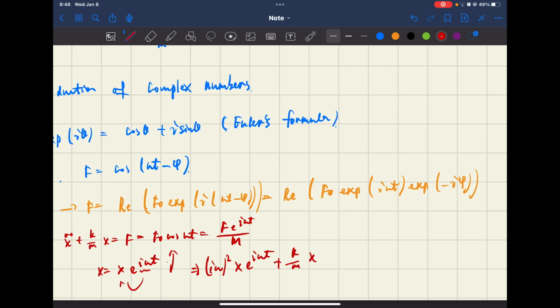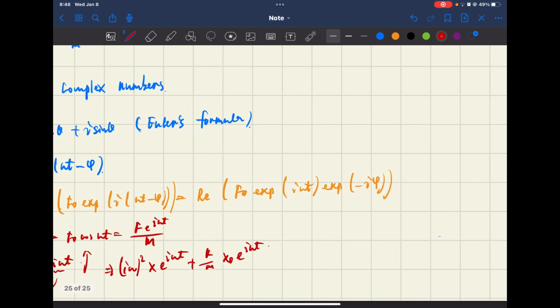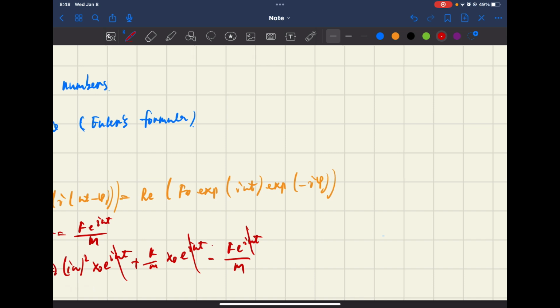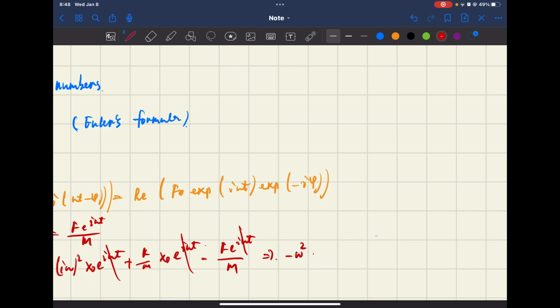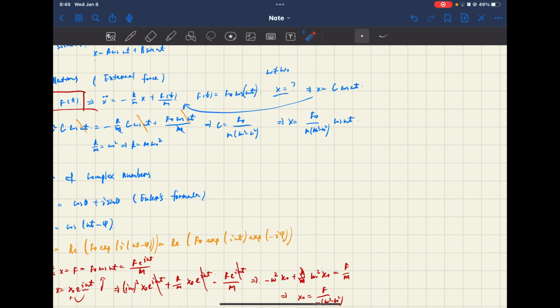Okay, over m times x0, let's distinguish these things. x0 equals f over m, and we divide this, cancel out these terms, and we'll get minus omega squared x0 plus k over m. k over m is obviously omega 0 squared, the angular frequency. x0 equals f over m omega 0 squared, which is exactly the same as we calculated over here.